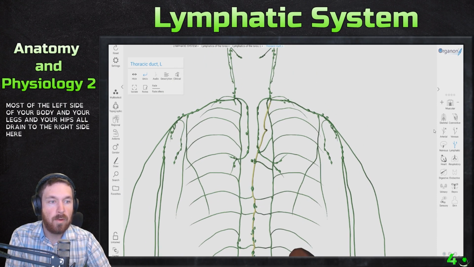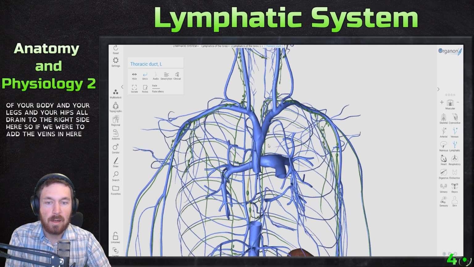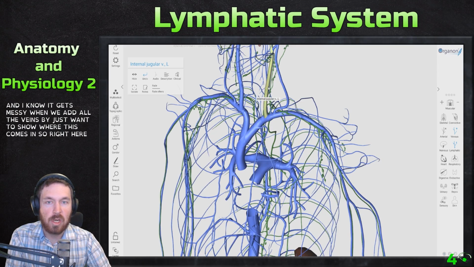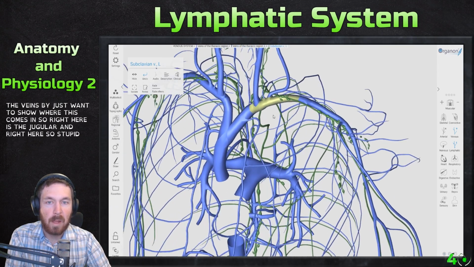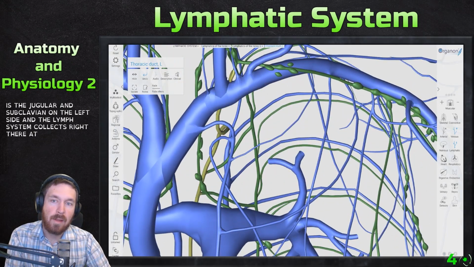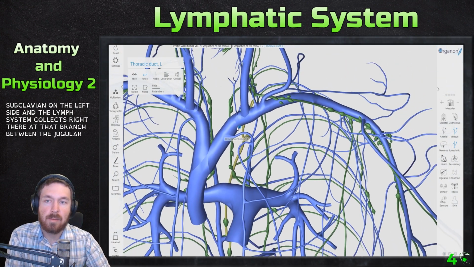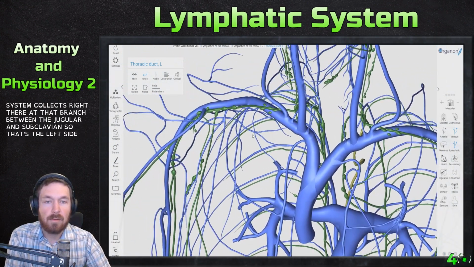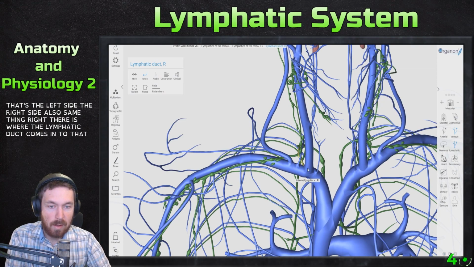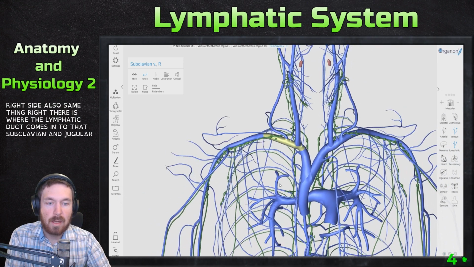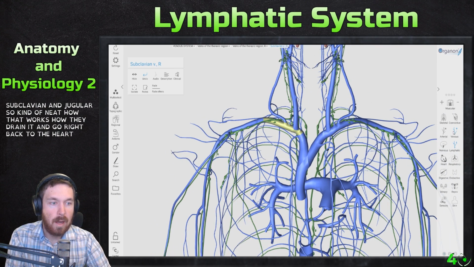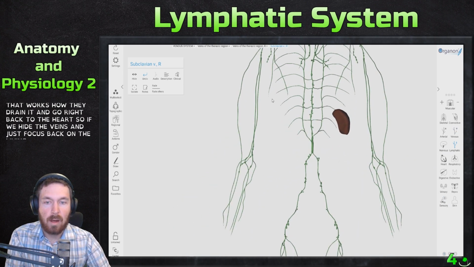So if we were to add the veins in here, and I know it gets messy when we add all the veins, but I just want to show where this comes in. Right here is the jugular, and right here is the subclavian on the left side, and the lymph system collects right there at that branch between the jugular and the subclavian. So that's the left side. The right side, also the same thing. Right there is where the lymphatic duct comes in to that subclavian and jugular. So kind of neat how that works, how they drain in and go right back to the heart. So if we hide the veins now and just focus back on the lymph, we then drain the arms.